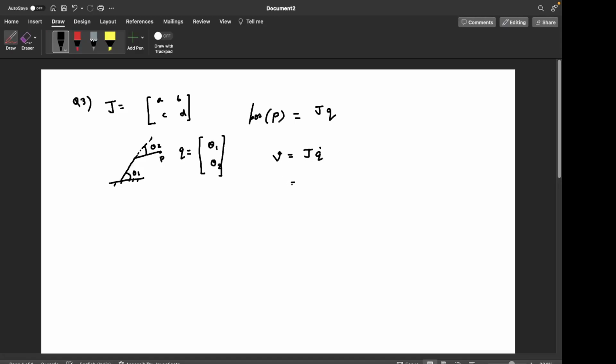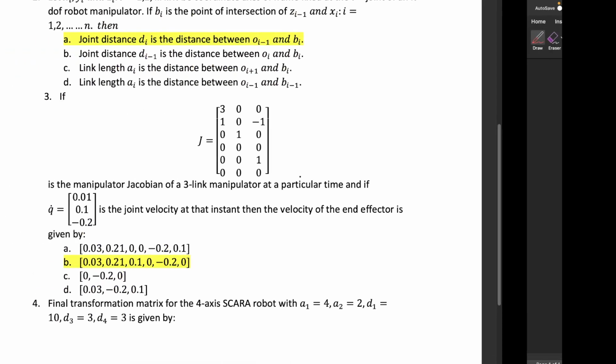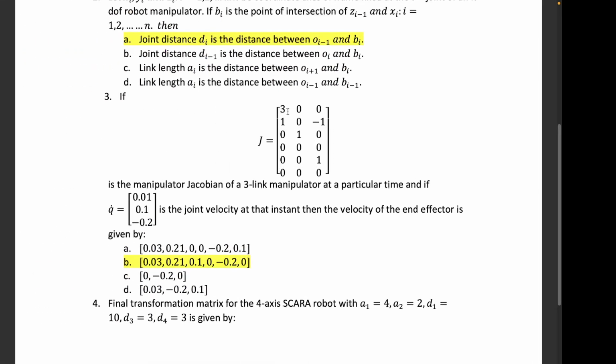So we have the Jacobian here. And if we multiply it, this is a 6x3 matrix, this is a 3x1 matrix, and if you multiply you can get this result. So finally you will get this answer on multiplying J and Q dot. So J Q dot gives the velocity of the end effector.